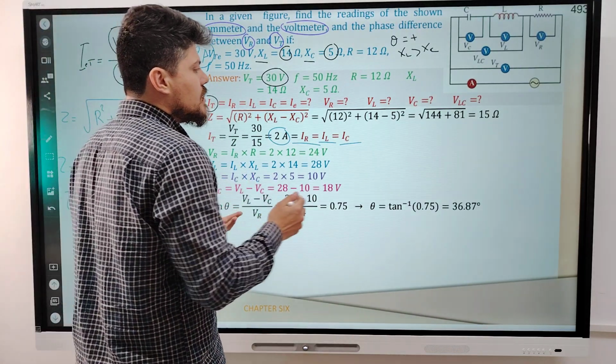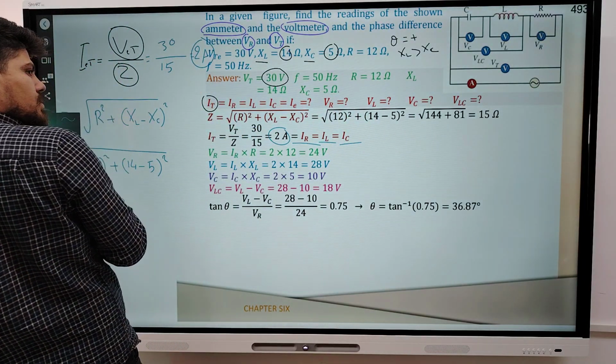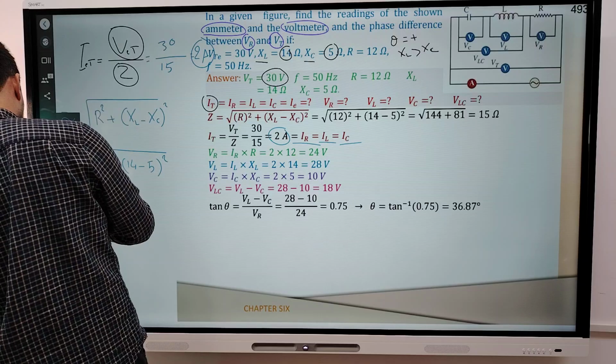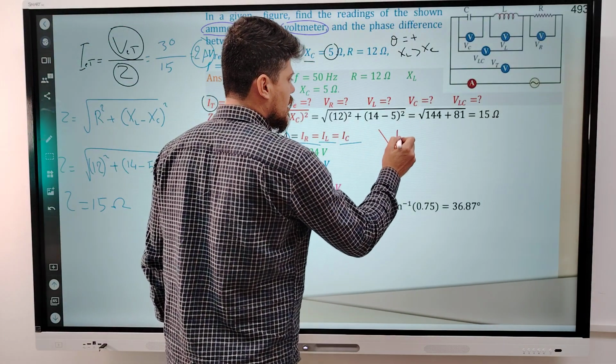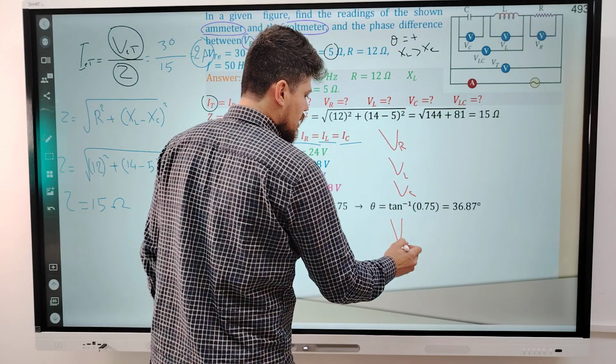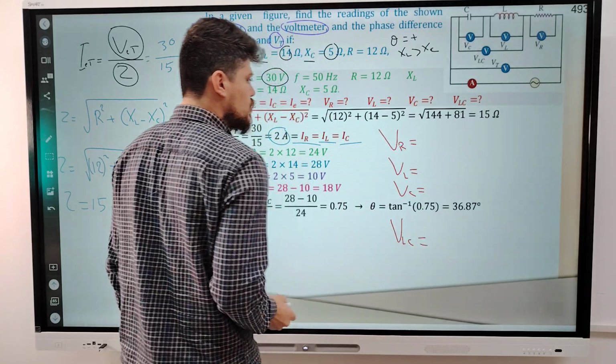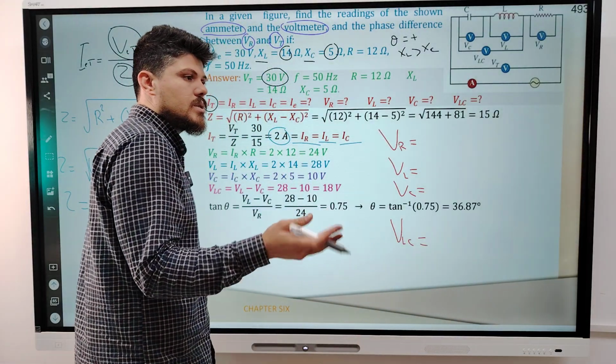After that, you can find the potential difference across the resistance, and likewise VR, VL, VC, and VLC. To find VR, you can use Ohm's law.